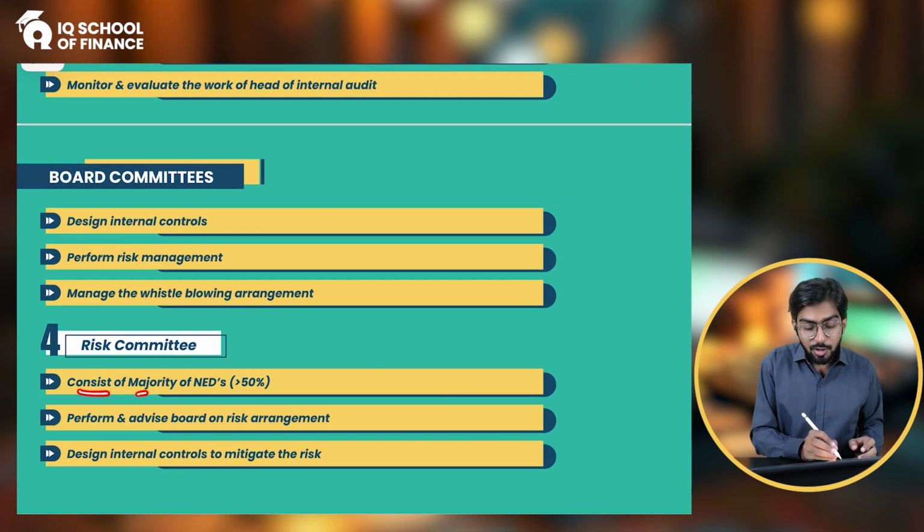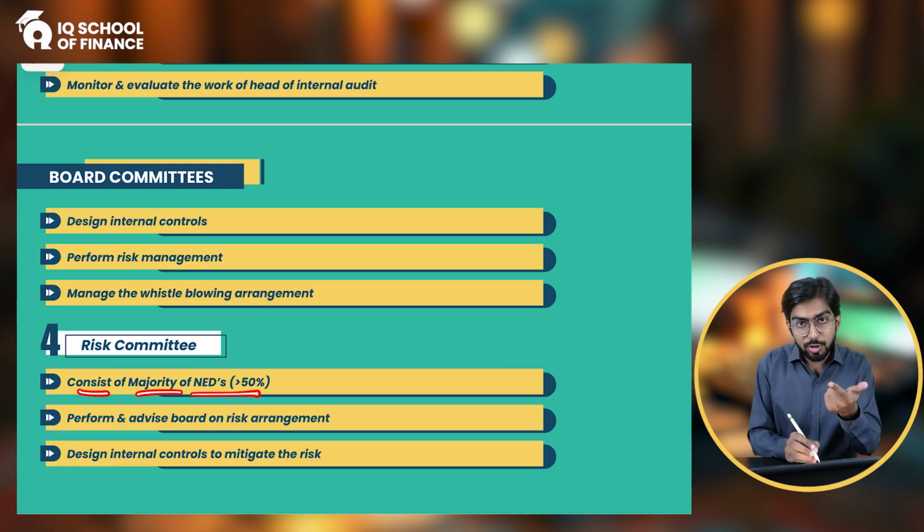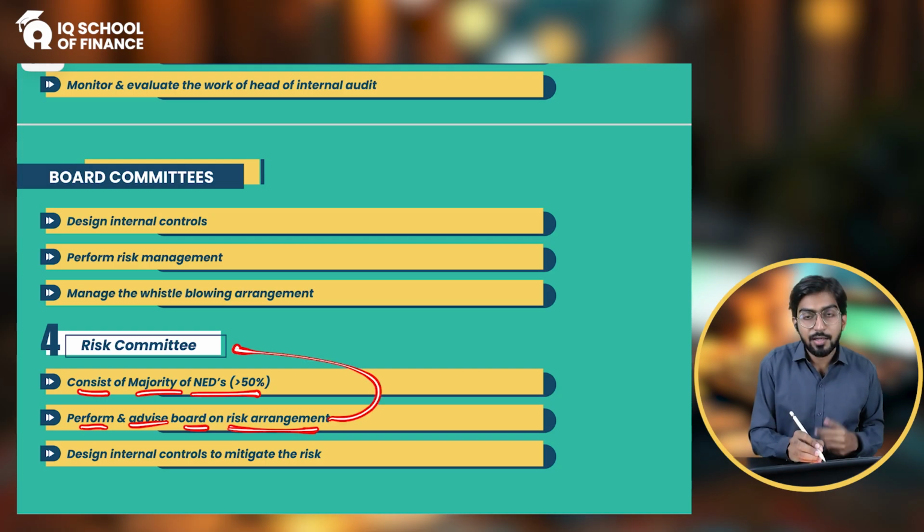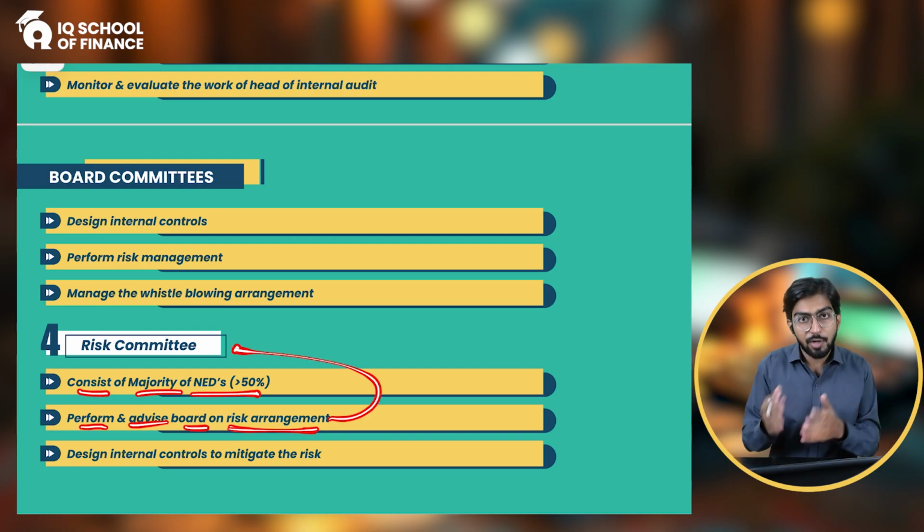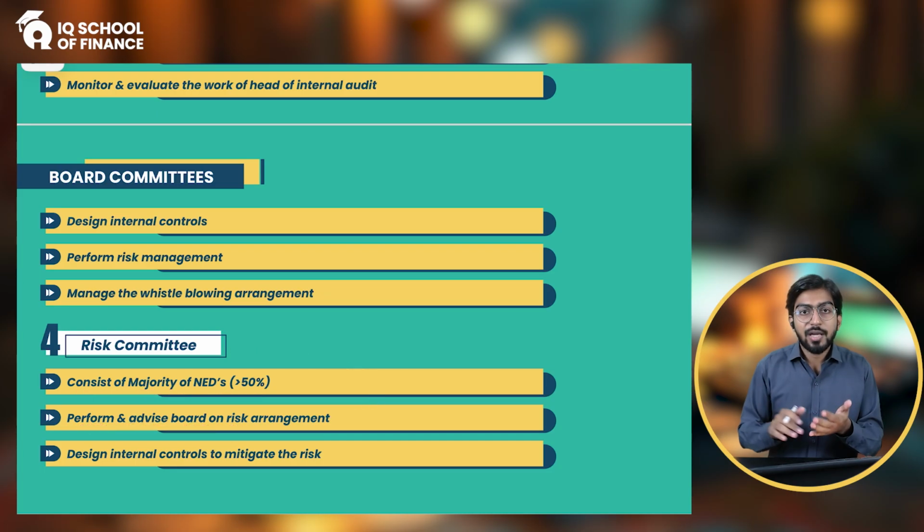Then we have the risk committee, that is very easy. It consists of a majority of NEDs, that means more than 50%. It advises the board on risk arrangements. Again, by name it is the risk committee, so they advise and assist the board on risk-related matters, such as the risk register, risk management, risk manager, the framework, heat map, all kinds of things. They design internal controls to mitigate the risk. So these were the board committees.